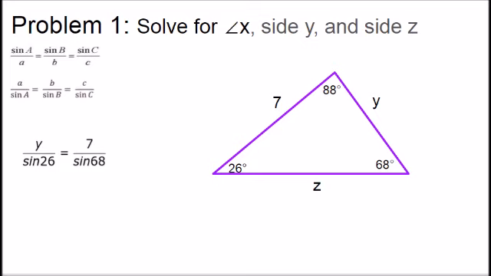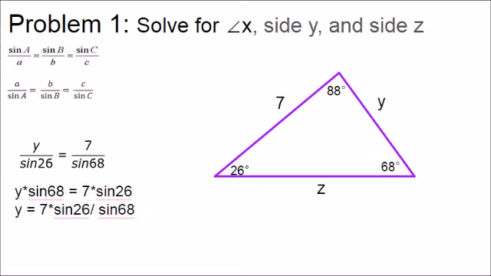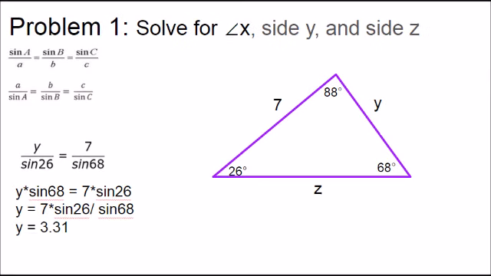The second step is pretty simple. All you need to do is cross multiply and then divide. So by multiplying, you should get y times sine 68 equals 7 times sine 26. Because you are solving for y, you need to get the variable alone, so you divide by sine 68. And because you did it to one side, you have to do it to the other side, so you get y equals 7 times sine 26 over sine 68, or divided by sine 68. And you input that into the calculator and you get a really long decimal number which rounds to 3.31.